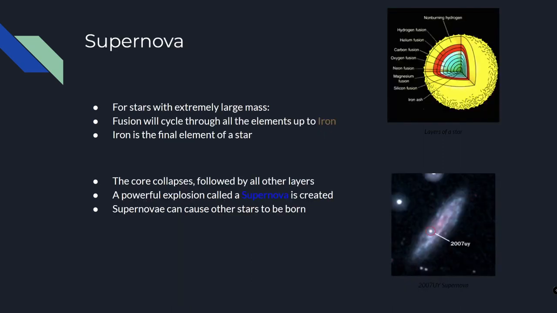Supernova. For stars with extremely large mass, fusion will cycle through all the elements up to iron. Iron is the final element of a star. The core collapses, followed by all the other layers. A powerful explosion called a supernova is created. Supernovae can cause other stars to be born.